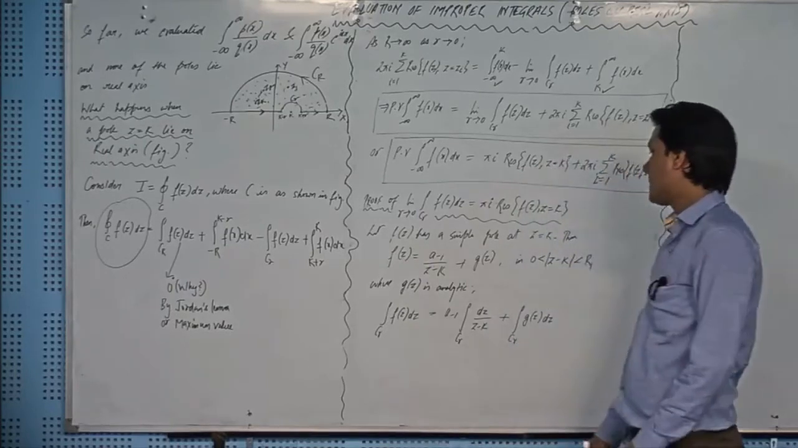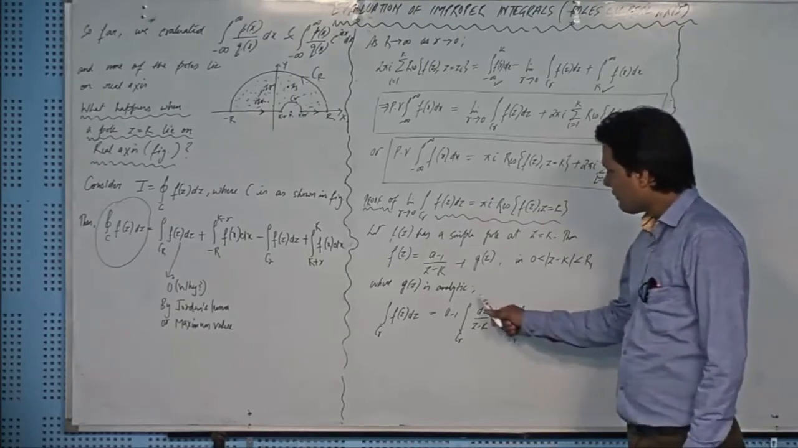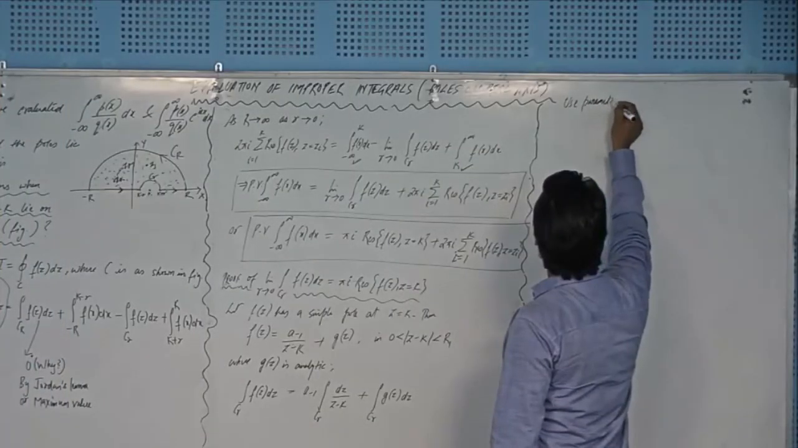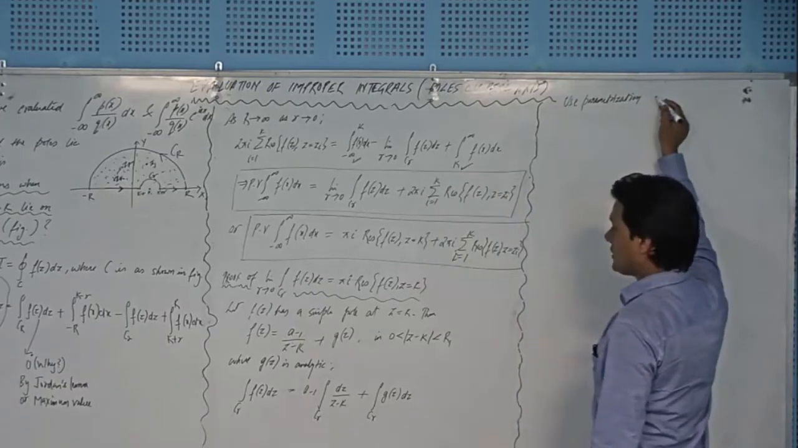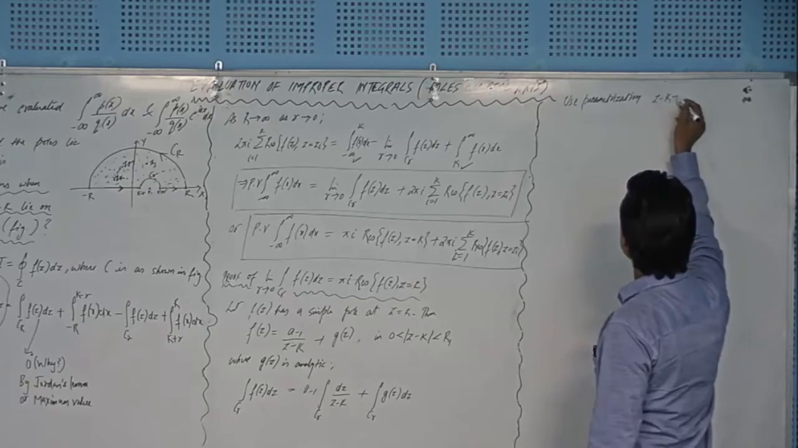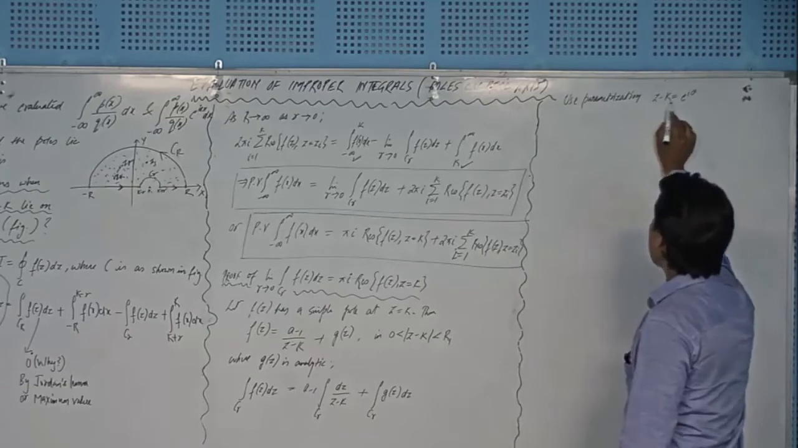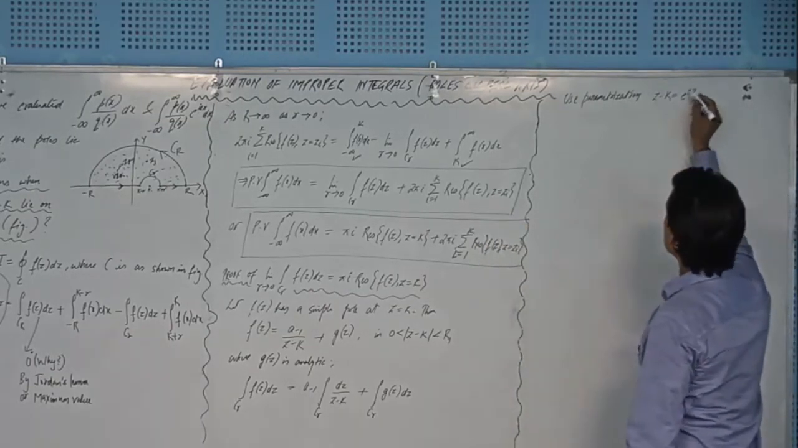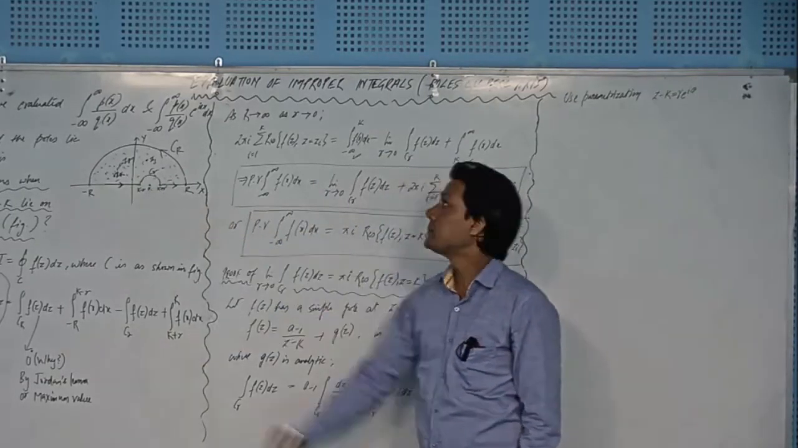Okay, and to evaluate this I will use parametrization, since I know that CR is actually a semicircle. The parametrization should be z minus k equal to r e to the power iota theta, because the equation of the circle is like this. k is the center, and the radius is equal to small r for this small semicircle.